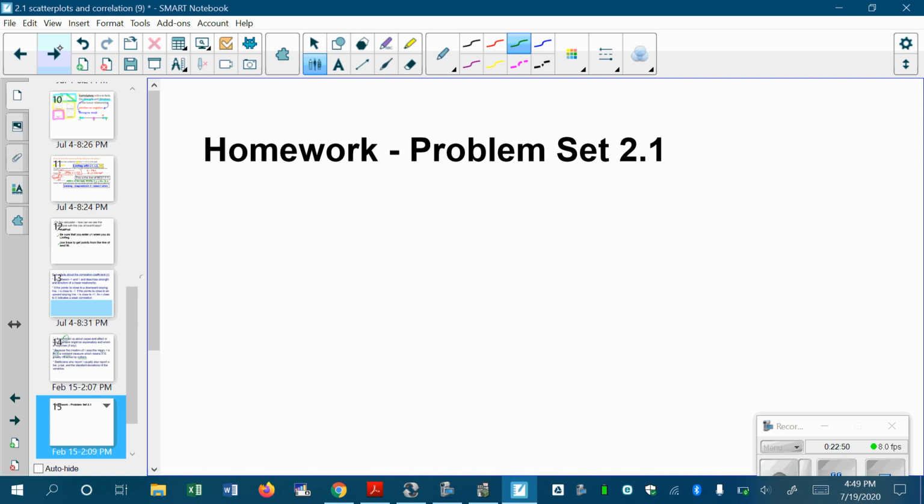You are now all set to do problem set 2.1. If any of this was confusing, remember that you have the power to rewind and watch those calculator steps again, for example, and definitely ask your teacher if you're confused, okay? Good luck with your problem set.